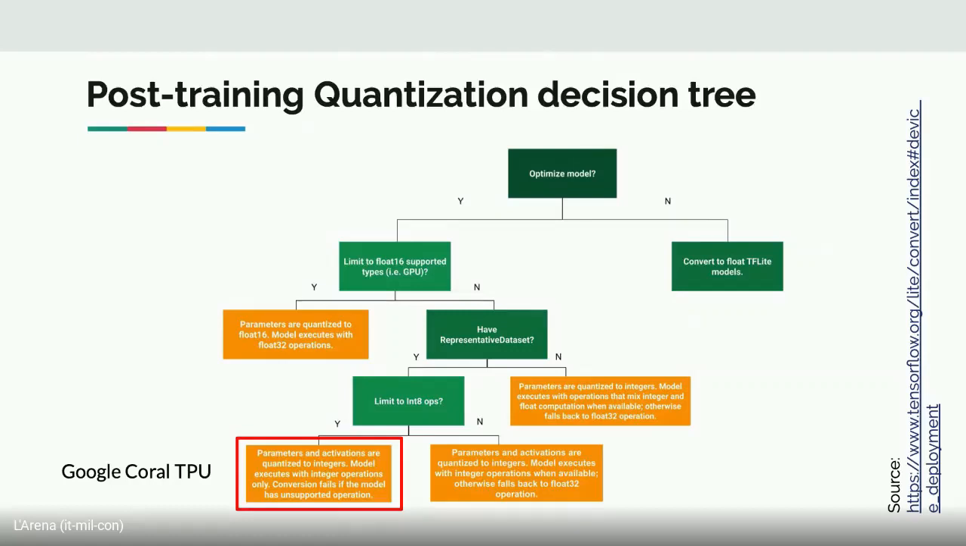Or you can say, you know what, I don't have a representative data set. I don't want to give you the input. Forget it, I don't care. So that means that you can still convert it, but there are still some operations that will be floating point and some will be integers. Okay.